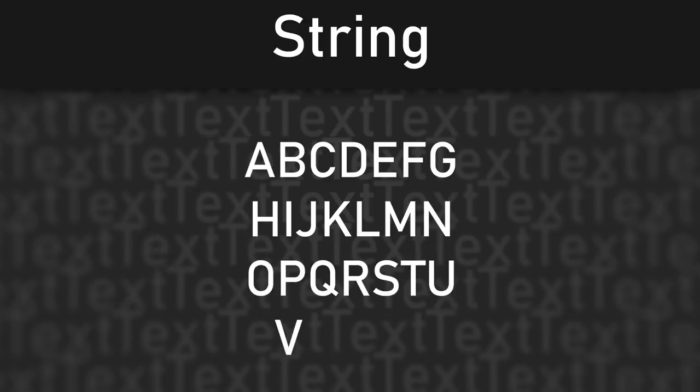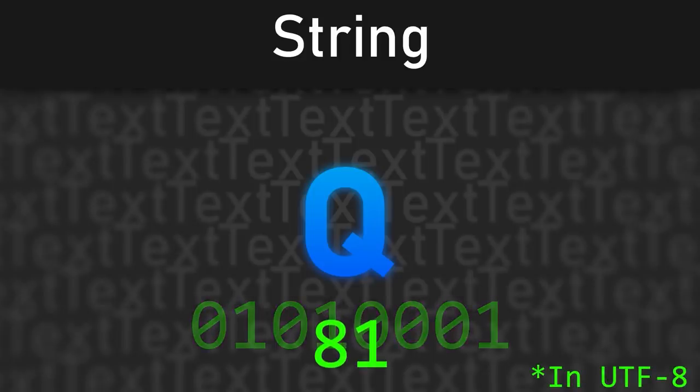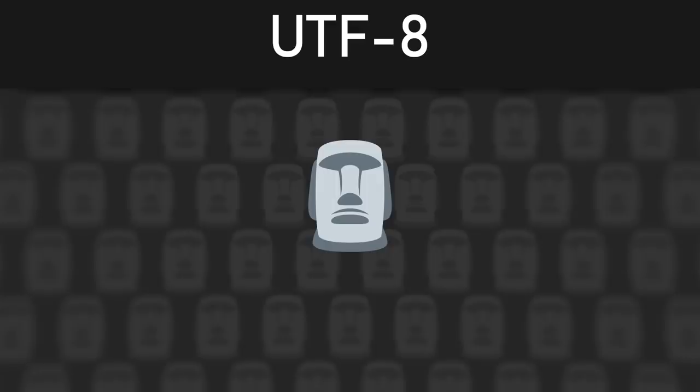Essentially, every character is given a number value, so for example, the character uppercase Q could be this in binary, which is actually just the number 81. Some encodings like UTF-8 support many different characters, including things like emojis.